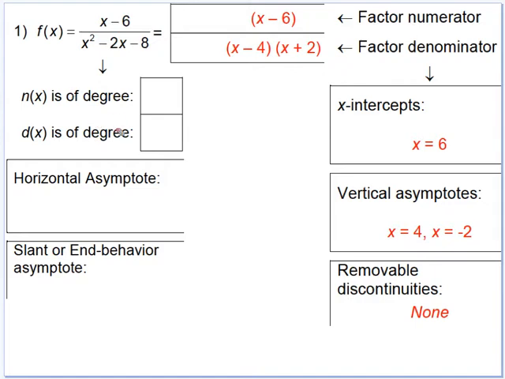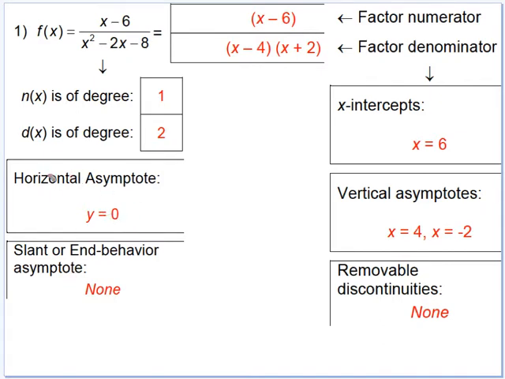Then we need to look for our horizontal asymptote. And first, we are going to write down the degree of the numerator, and that is 1 here, and the denominator has a degree of 2. And in this case, our denominator is bigger than our numerator, so the rule tells us that your asymptote is at y equals 0. Because you have a horizontal asymptote, you are not going to have a slant or end behavior asymptote.